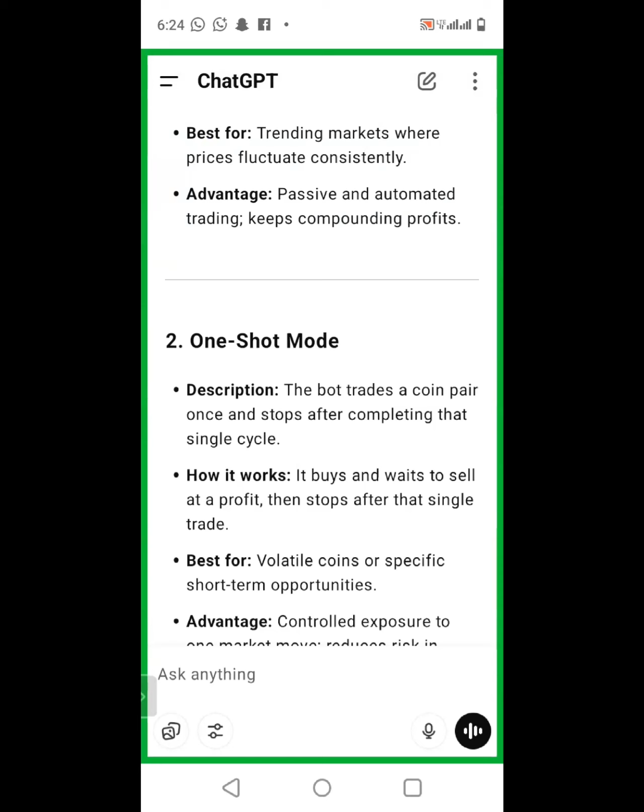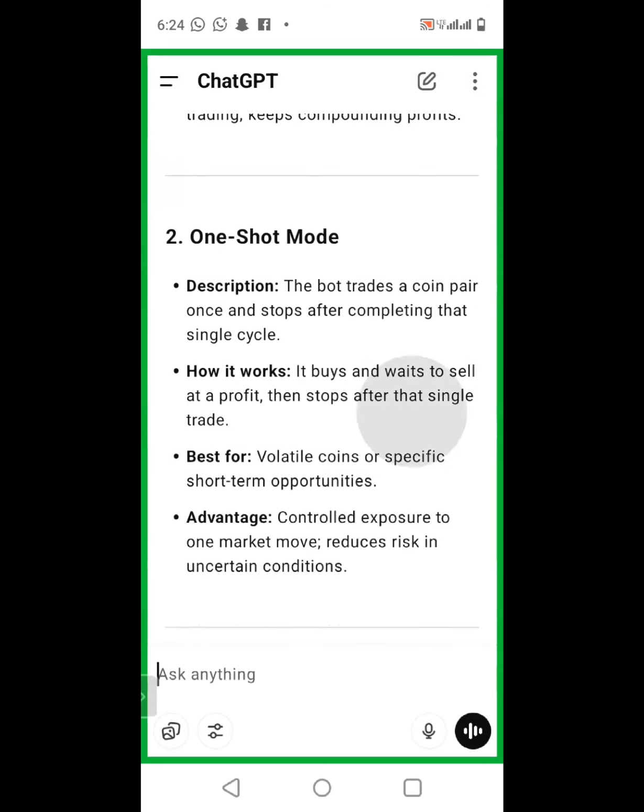And the circle will do the work for you when you are not there, the repetition of buying and selling a particular coin for you. So that's for circle. So that's the meaning of circle.